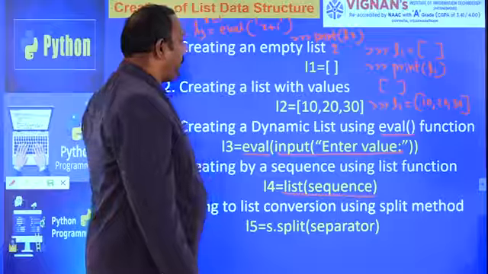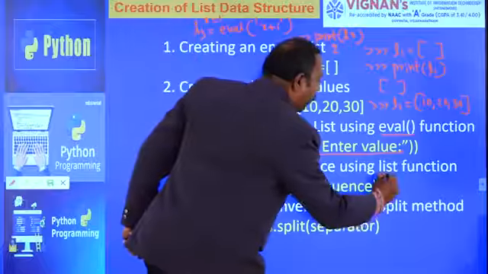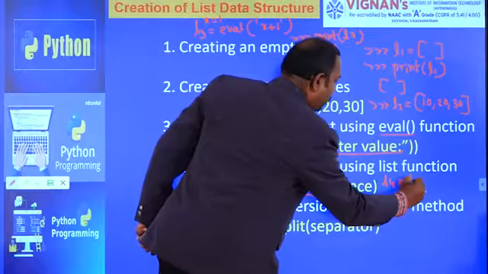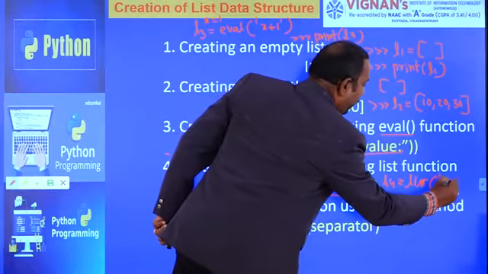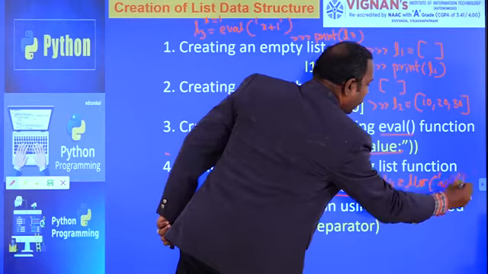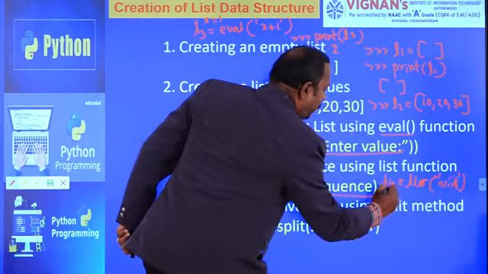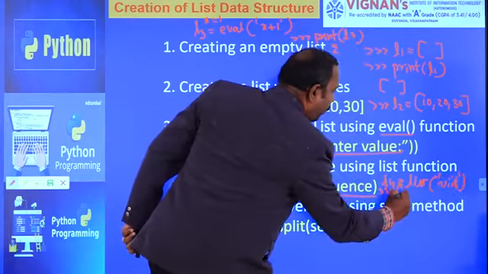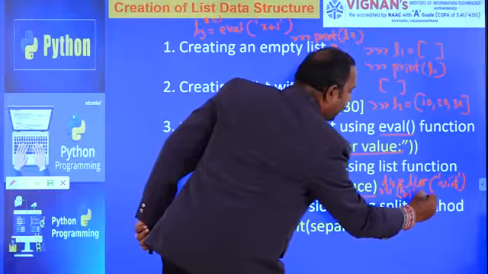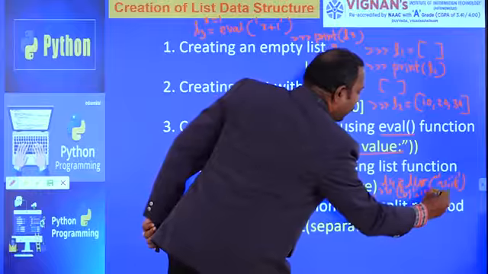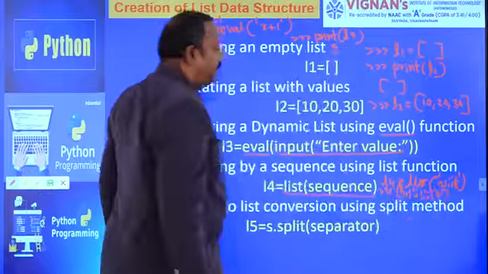L4 equal to list of sequence. For example, I have given L4 equal to list of, suppose I have given VIIT. What is the output you will get here? V is the first element, I is the next element, I is the next element, and T is the next element. So like this it will create the list.